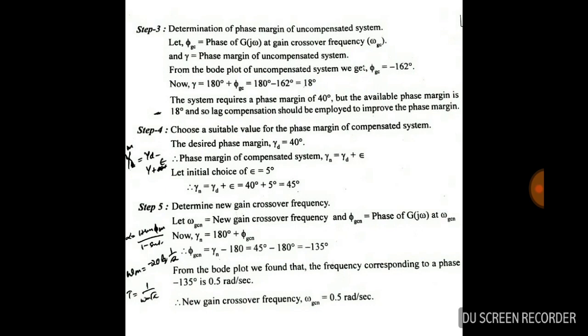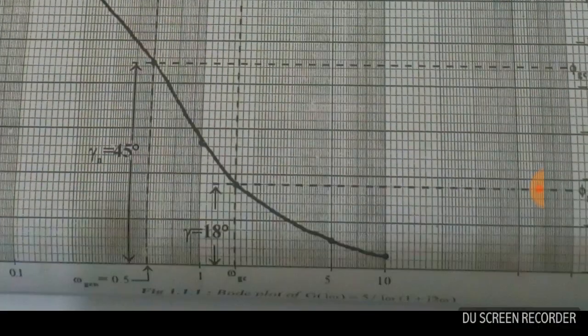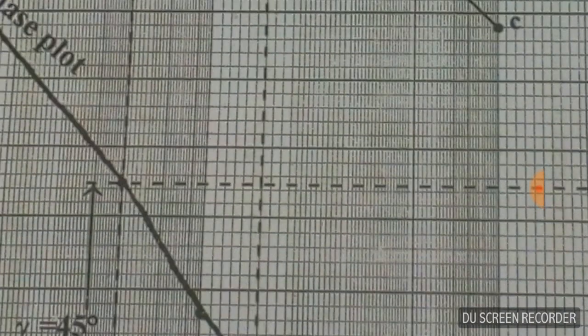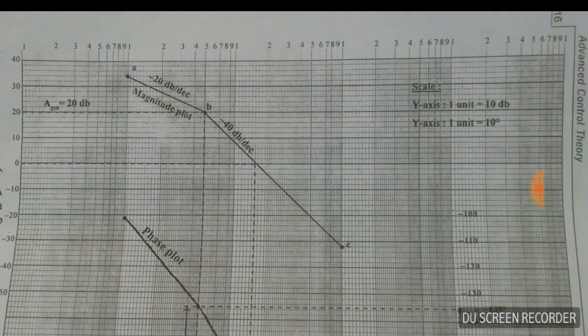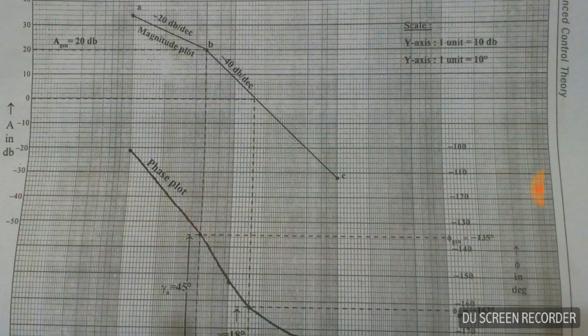Let phi gc be the phase of G(j omega) at gain crossover frequency omega gc. Okay, what is this gain crossover frequency? We can find it on our Bode plot, omega gc. You can find omega gc here. This is the gain crossover frequency, and it is the frequency at which the magnitude plot of the Bode plot crosses 0 dB. So that is the gain crossover frequency.